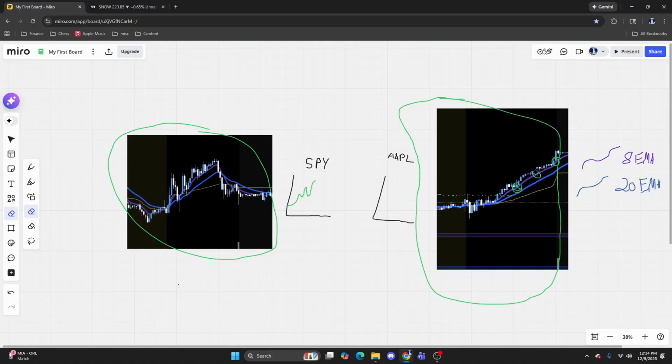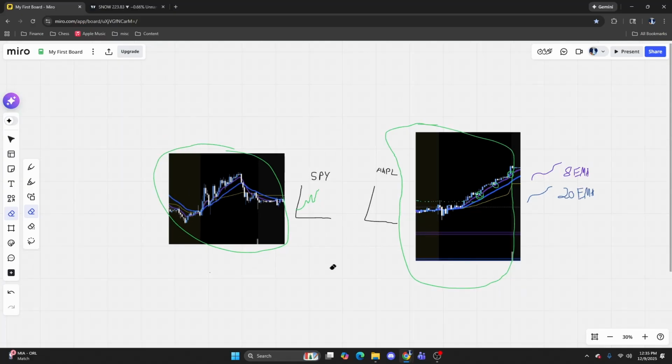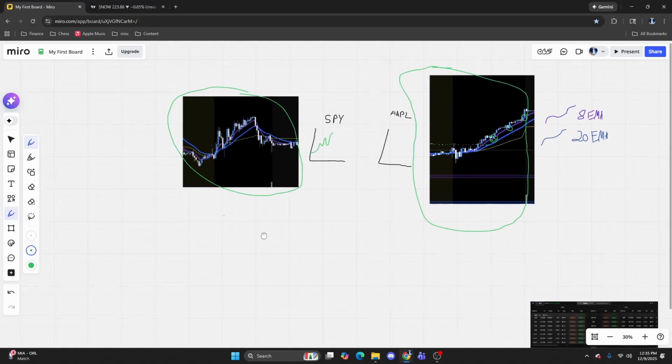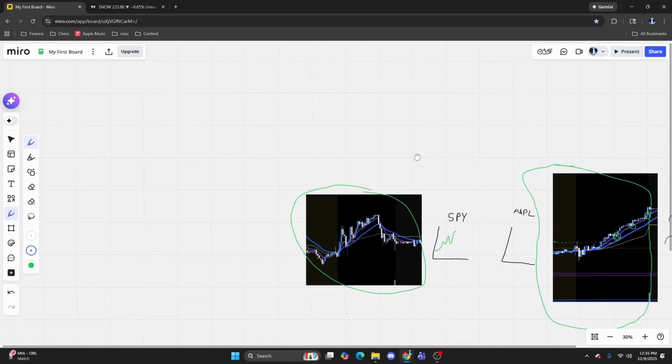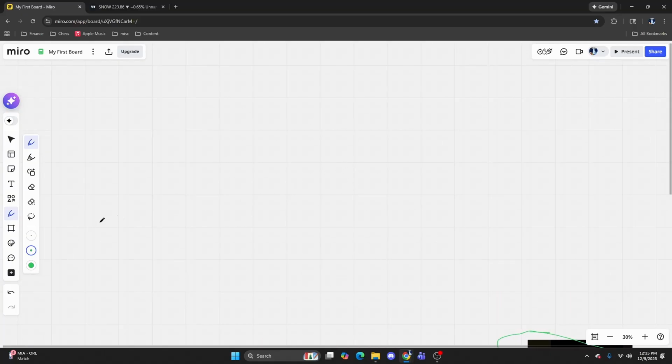All right, just wait for a pullback and then it's going to go up. Wait for a pullback and then it goes up. All right, now the same concept applies when there's a downtrend.